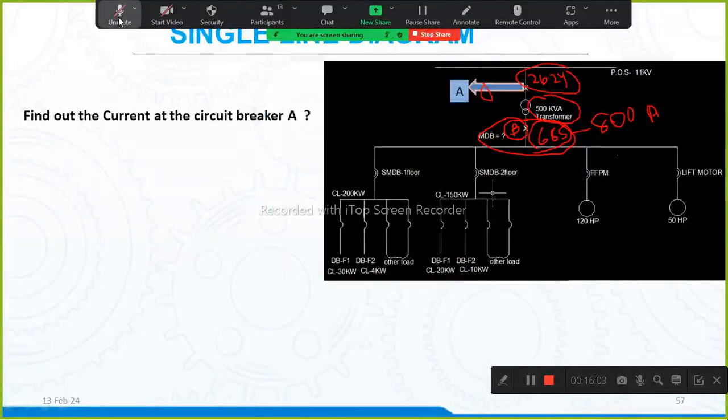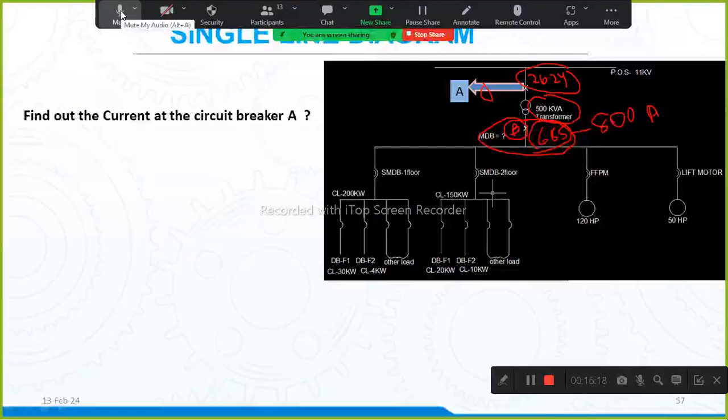BCB, sir. BCB. Vacuum circuit. Fuse will be used, sir, a thin fuse. Fuse. Yes sir, fuse. That is HT fuse. HT fuse will be used. Okay.